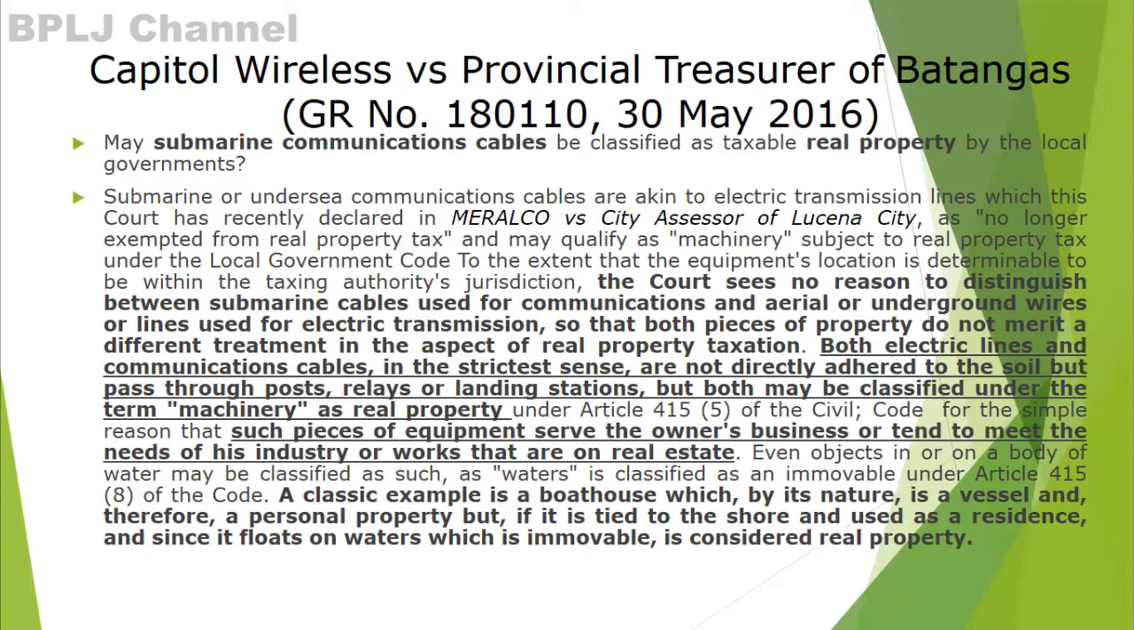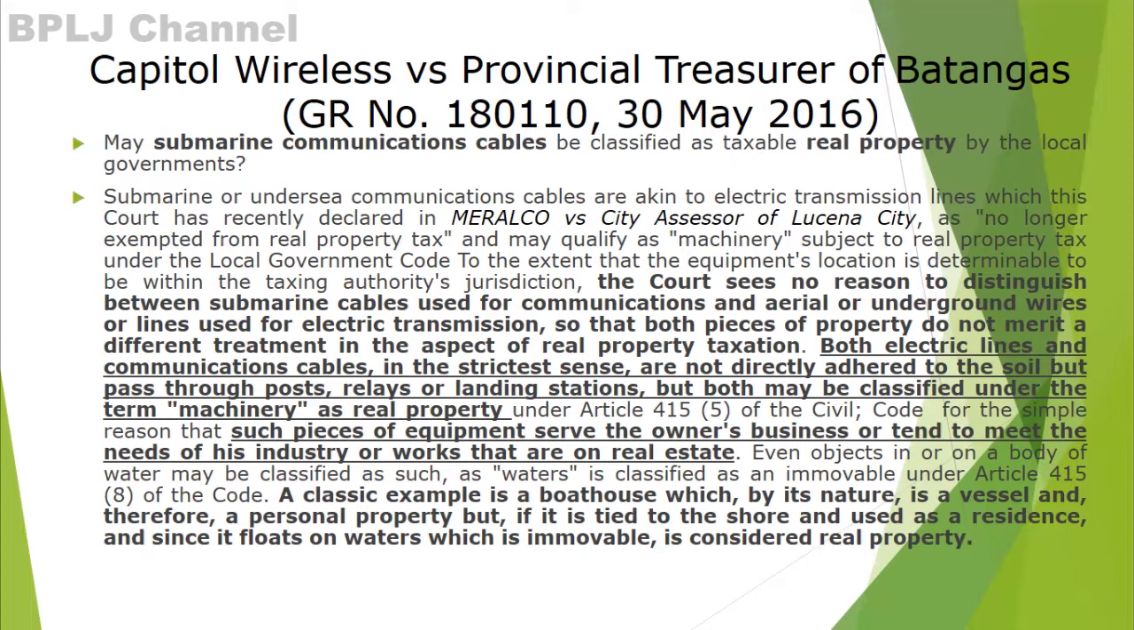The court said it sees no reason to distinguish between submarine cables used for communications and aerial or underground wires or lines used for electric transmission, so that both pieces of property do not merit any different treatment with respect to real property taxation. Both electric lines and communication cables are not directly adhered to the soil but pass through post relays or landing stations. But both may be classified under the term machinery as real property.